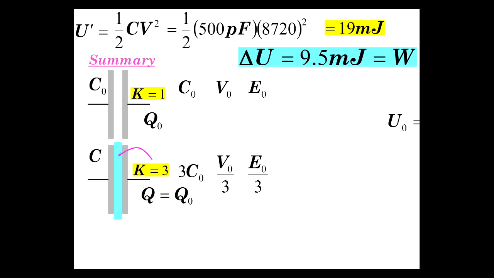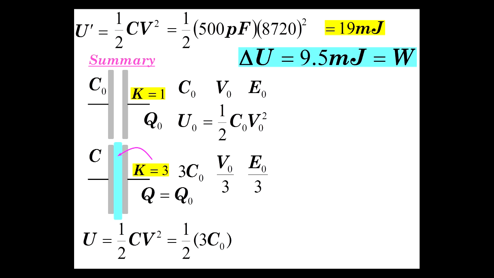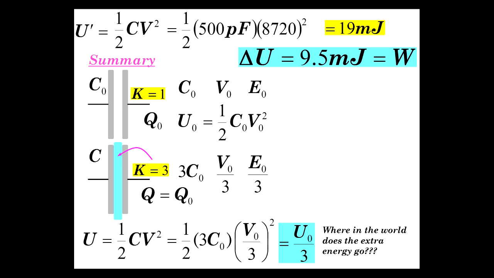Now what about the energy? The original energy, 1/2 C0 V0 squared. The new potential energy, 1/2 CV squared. And we have our new values for C. It's 3C0. We have our new value for V. It's V0 over 3, and we're squaring it. That 1/3 negates this, then we do it again, and we get U0 over 3. So the energy of the new configuration went down. So we lost 2/3 of the energy.